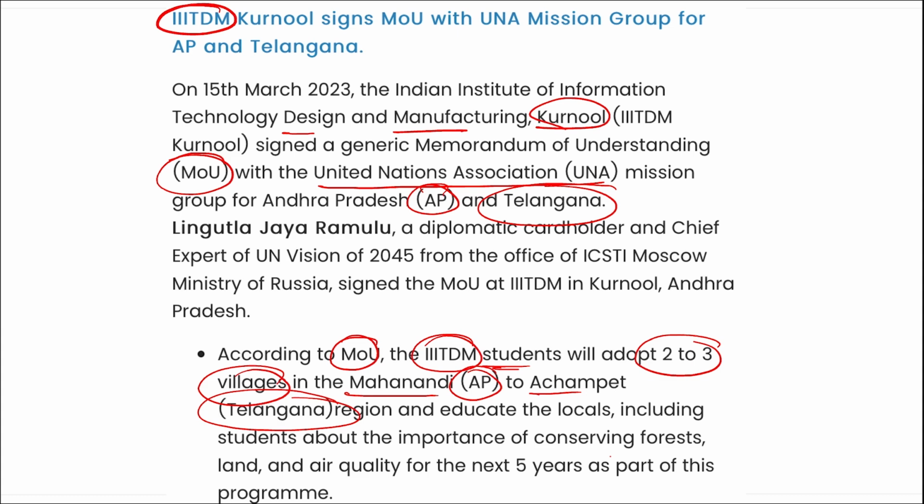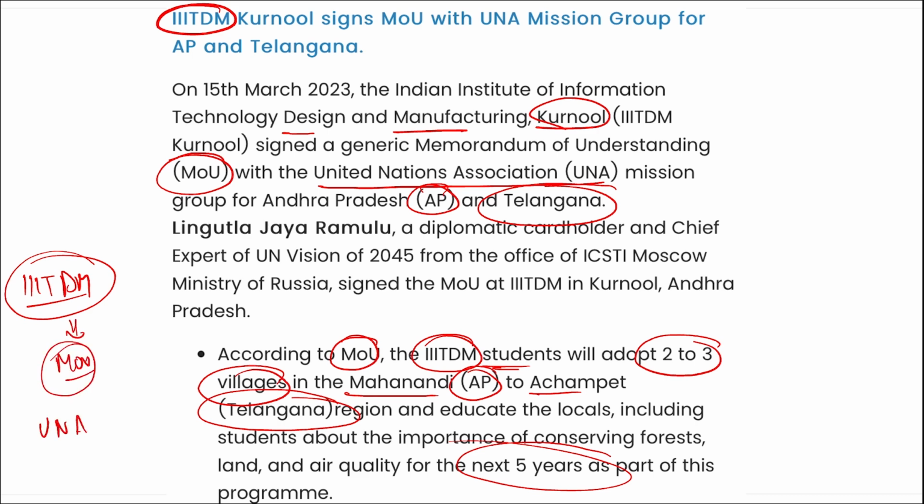Alright, some of the IIT Kurnool students will be allowed to do research on the topics that the United Nations Association Mission promotes through this agreement. So coming back, remember, this will be trained for the next 5 years. It was IIT DM that has signed a memorandum of understanding with United Nations Association for Andhra Pradesh and Telangana.